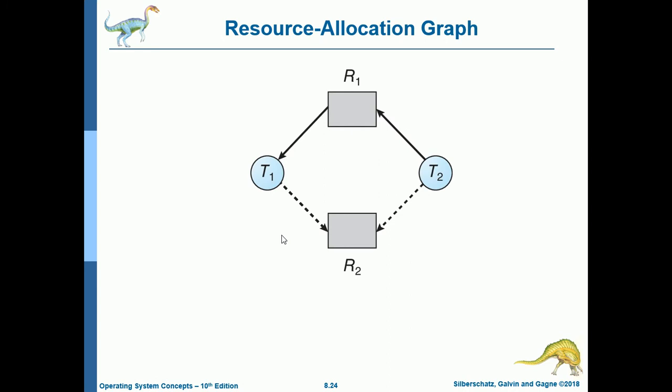This is an example of a resource allocation graph. This is the claim edge: T sub 1 and T sub 2 may request a resource R sub 2. Resource 1 is assigned to T sub 1, and T sub 2 has no resources assigned to it and is requesting an instance of R sub 1.